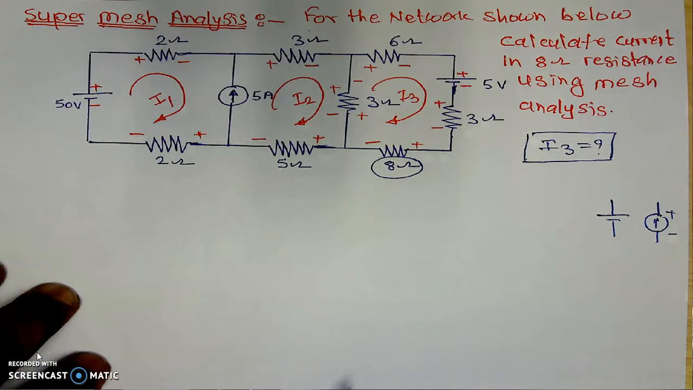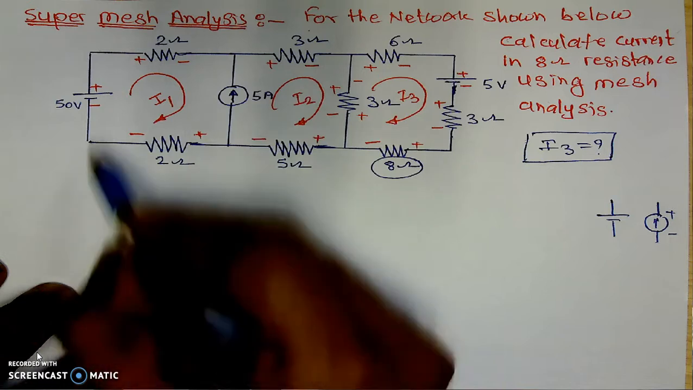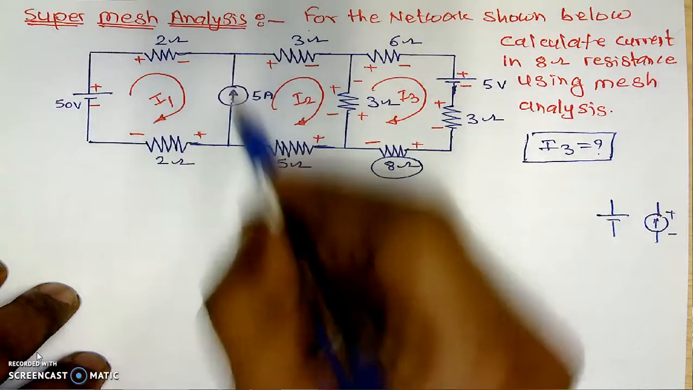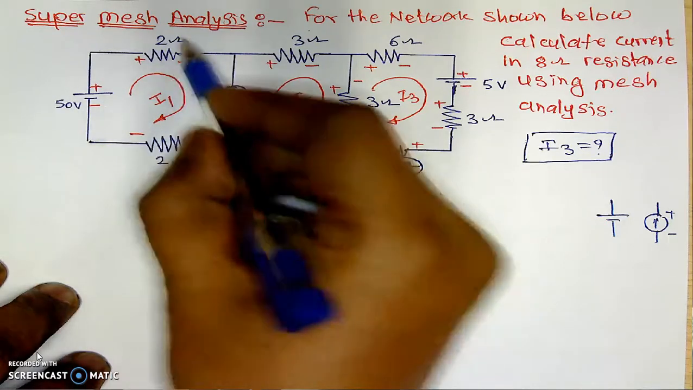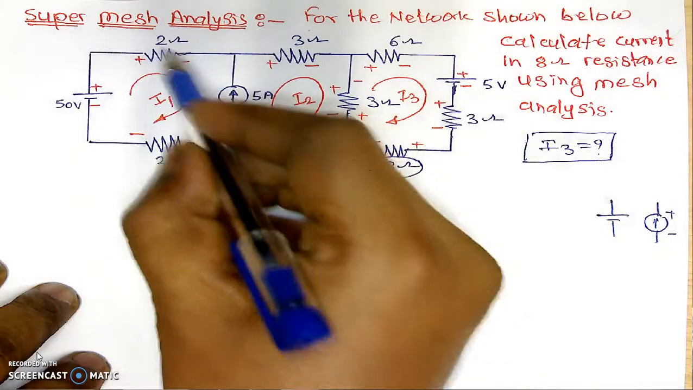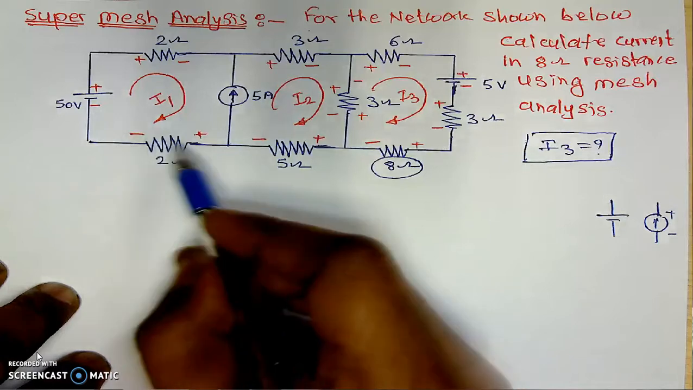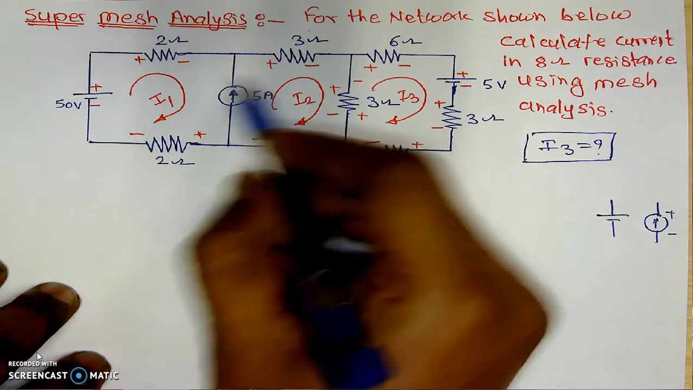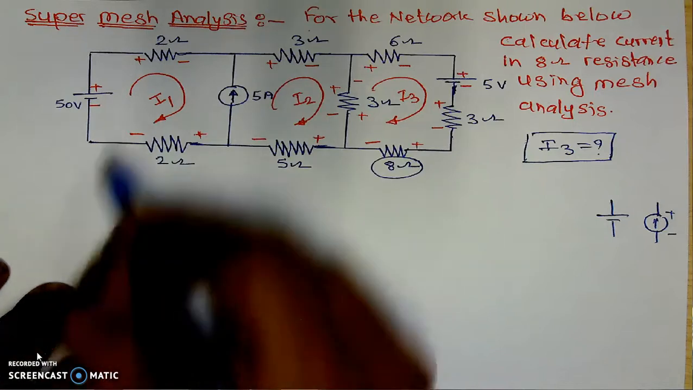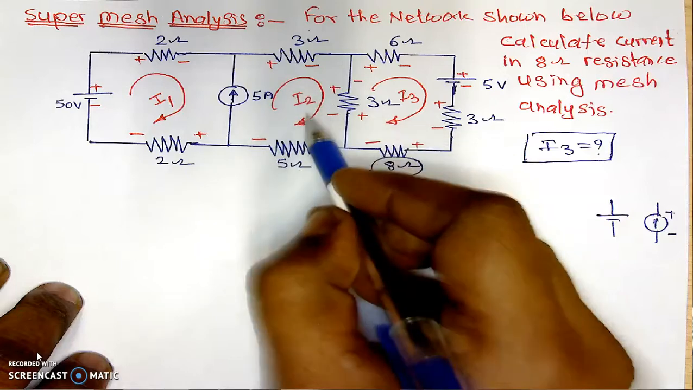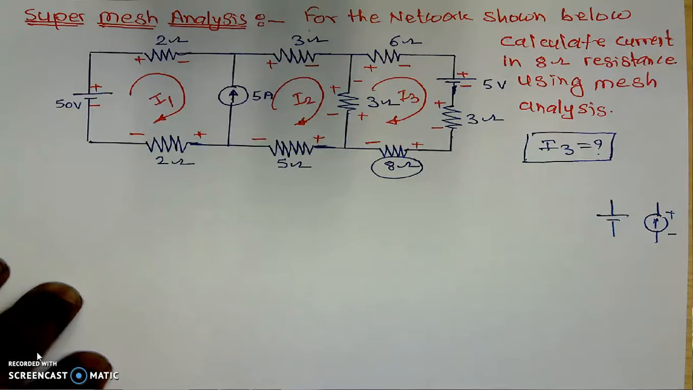Now, where is the difficulty? If we try to apply the KVL to the first loop, we know the voltage across this resistance, which is 2 into I1, but we don't know the voltage across this 5 ampere current source. That's why we cannot apply the KVL to the first loop. We can apply the KVL to the second loop only. Here is a difficulty.